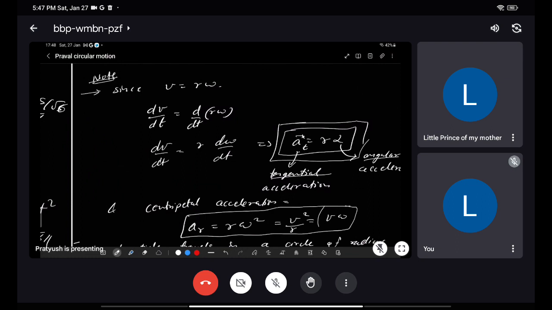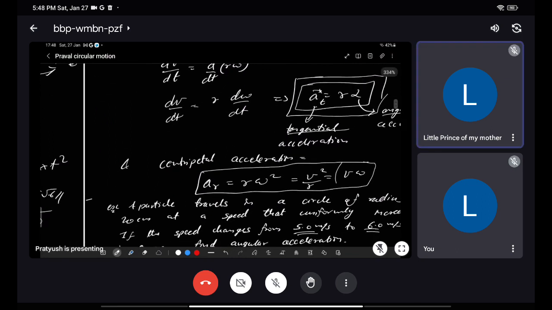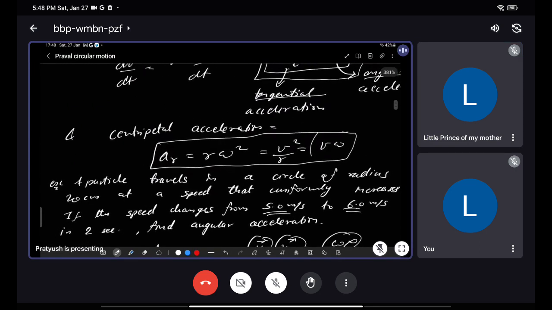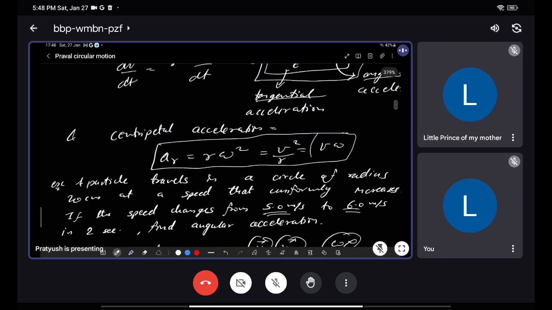Sir, copy it. Now this question: a particle travels in a circle of radius this much at a speed that uniformly increases. If the speed changes from this much to this much in 2 seconds, find the angular acceleration.